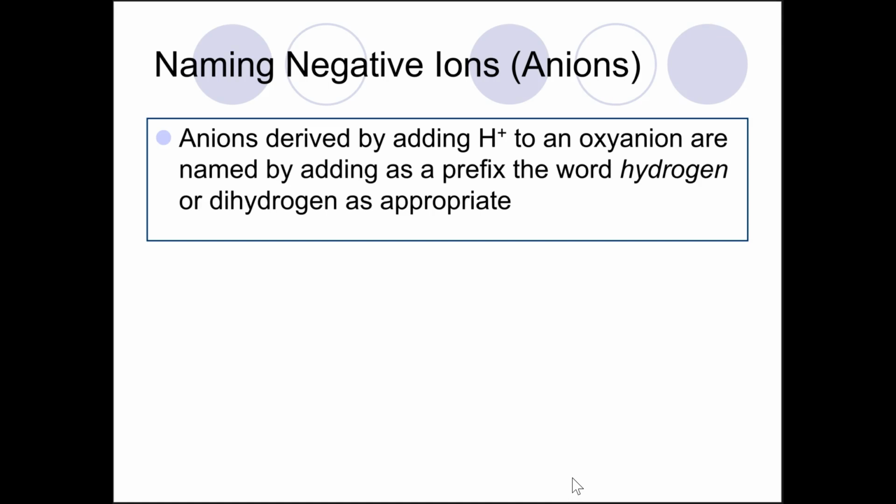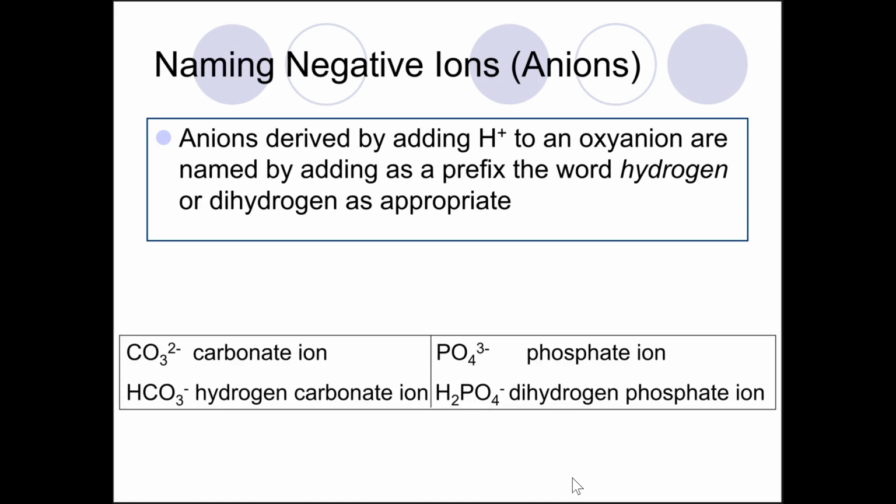You have some that have a hydrogen version. So like carbonate is one of your polyatomic ions. And then below that is hydrogen carbonate. You've got phosphate, and then you've got hydrogen phosphate, and then you have dihydrogen phosphate. Hydrogen lives in group 1 on the periodic table. So it's got a +1 charge.